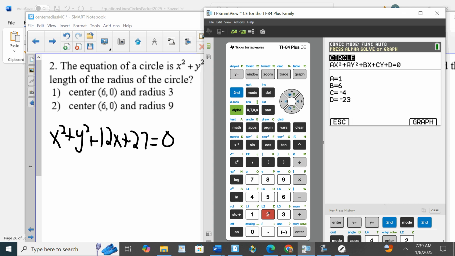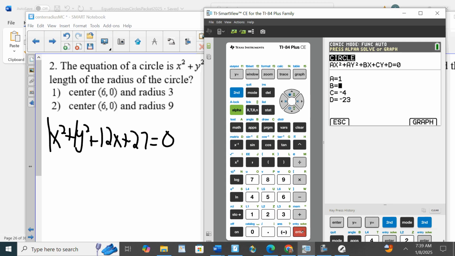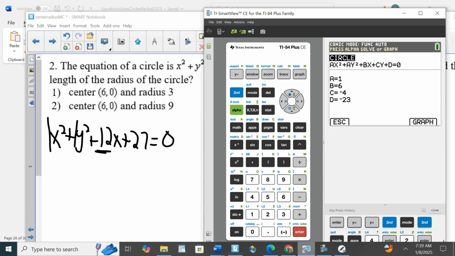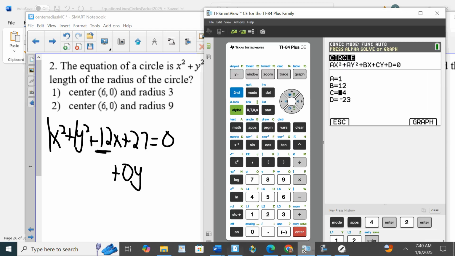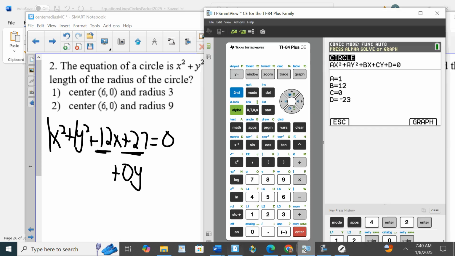A is what's in front of x squared and y squared. Again, that will always be 1. Always. B is what's in front of the x. What's in front of the x is positive 12. C is what's in front of the y. Here's a little twist. There is nothing in front of the y. If there is no y term, then your y term is 0. D is my constant. My constant is positive 27.